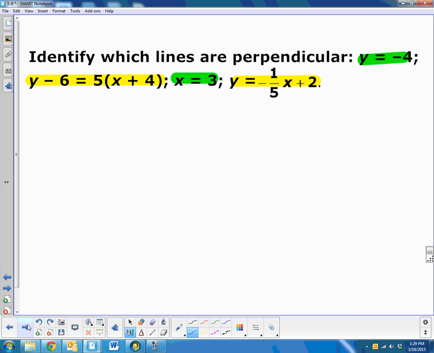Try these four on your own. Pause it. See what you get. I'm assuming you paused it. I'm assuming you tried it on your own. The answers for this one are that 1 and 3 are perpendicular, and 2 and 4 are perpendicular. If you didn't get those answers, make sure you watch the linked video and see how that's done.